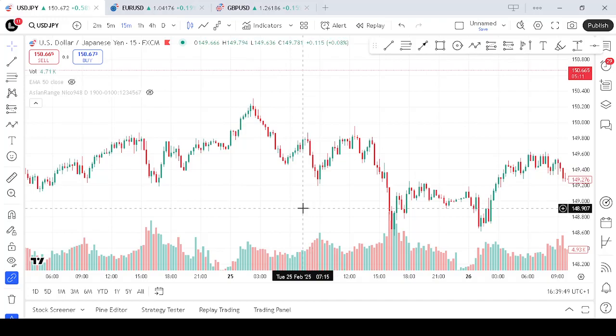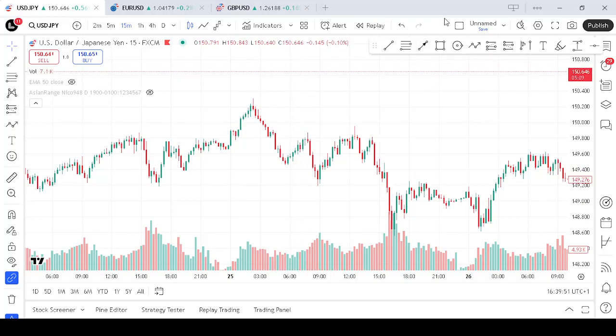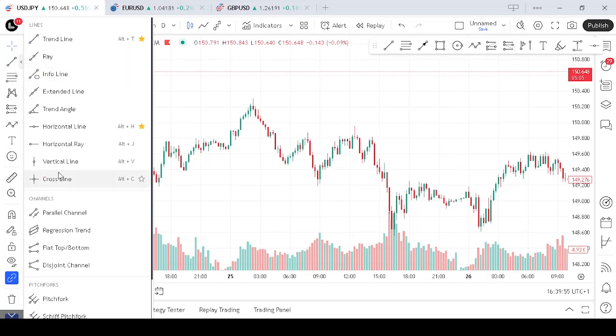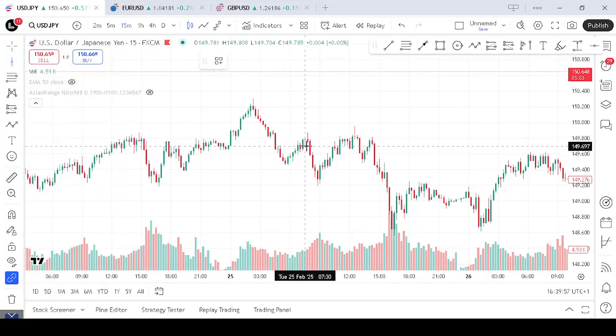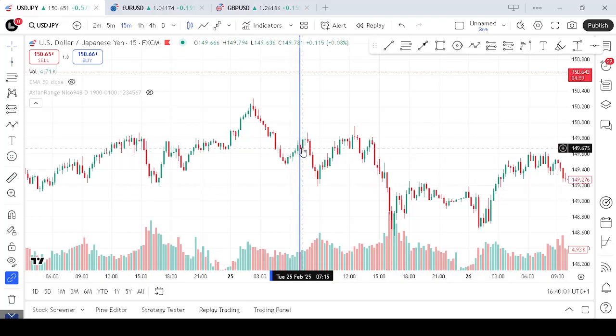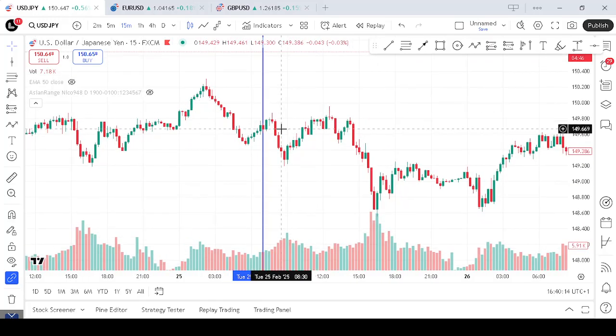This is the open of today's candle. Let me use my vertical tool to explain to you the timing. This is the timing. This was when price opened for the day. This is the range before the day, the sideways movement before the tone of the market showed its hand. This is what it means.